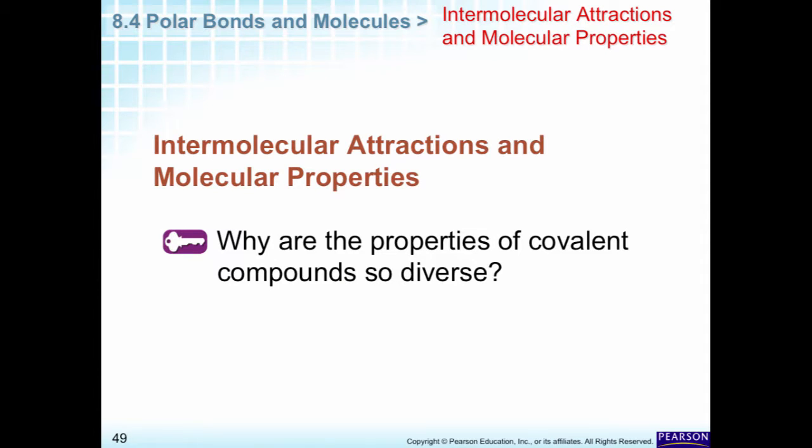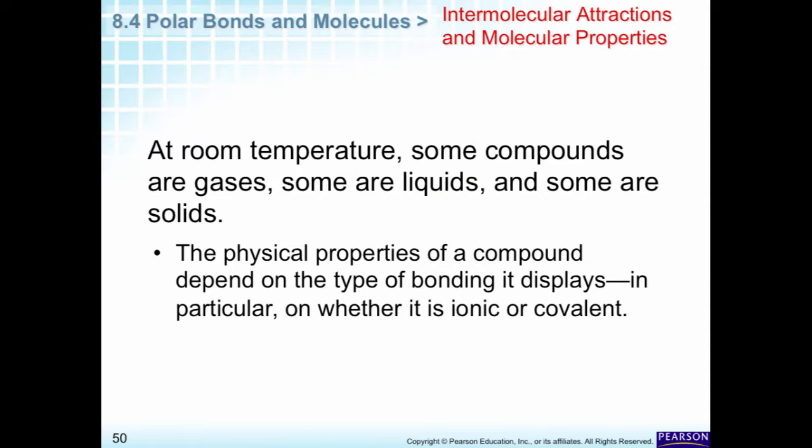And why are they so diverse? Okay, we know some are gases, some are liquids, and some are solids. And if something is ionic or covalent, all ionic compounds pretty much are solid. Covalent could be any of those three things.